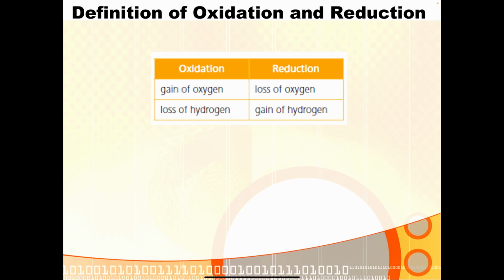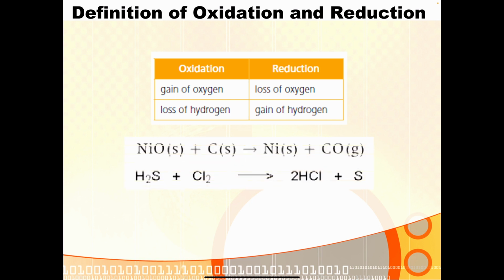The old definition or the basic definition of oxidation is gain of oxygen and also loss of hydrogen. Reduction is loss of oxygen or gain of hydrogen. So this is the basic definition which we study from grade 9 and grade 10. Now look at this equation. Nickel oxide plus carbon will give you nickel plus carbon monoxide.